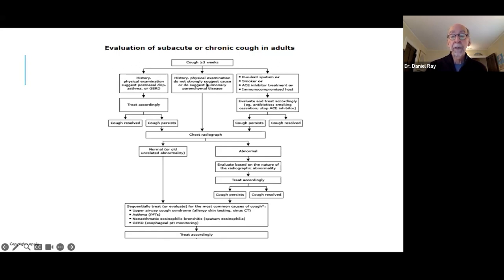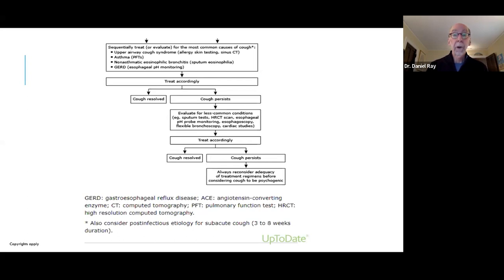If they don't have these risk factors, they don't have an exam that's suggestive, they just have postnasal drip, asthma, or GERD, then I would empirically treat it. And if it gets better, we're done. And if it doesn't, then we get a chest x-ray. If the chest x-ray is abnormal, then obviously we're pursuing the abnormality on the chest x-ray. If the chest x-ray is normal, then we're working through those four big causes for chronic cough, and that generally means that we're treating them empirically with one or a combination. If the cough resolves with that, then fine. If the cough persists, then they're off to specialty evaluation. So this is the same pulmonary pearls that we looked at the very beginning of the lecture.